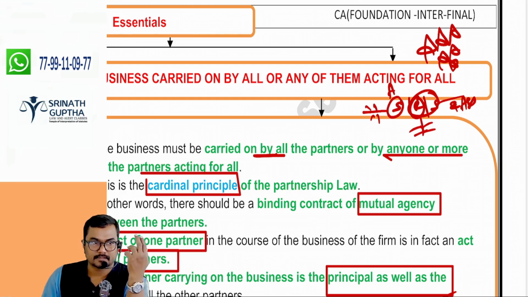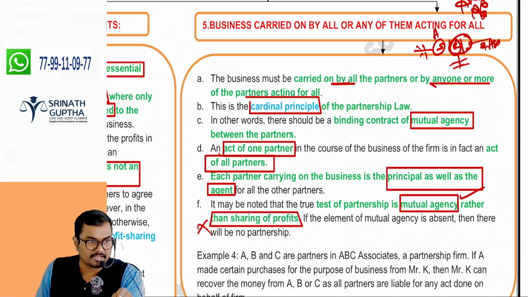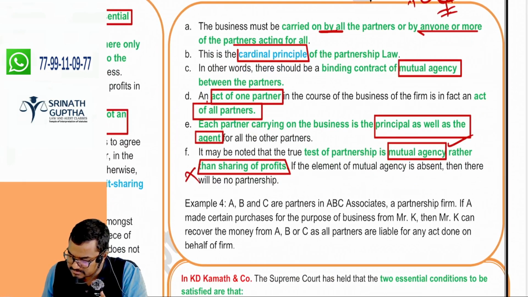Here mutual means one for another. I am your agent, you are my agent. You are my principal, I am your principal. Mutual agency. Each partner makes double action, principal cum agent. Any act of the partner will bind all the partners. Even if one partner is doing something, all other partners will be liable. Even if Rajni is selling, the whole firm will be liable. Even if SG is selling, the whole firm is liable to the customer. Every partner will act as agent cum principal.